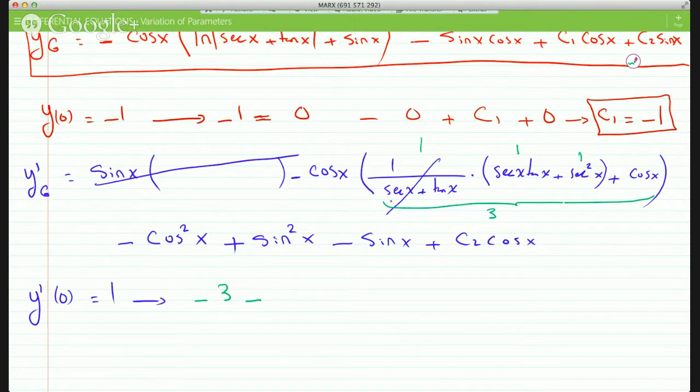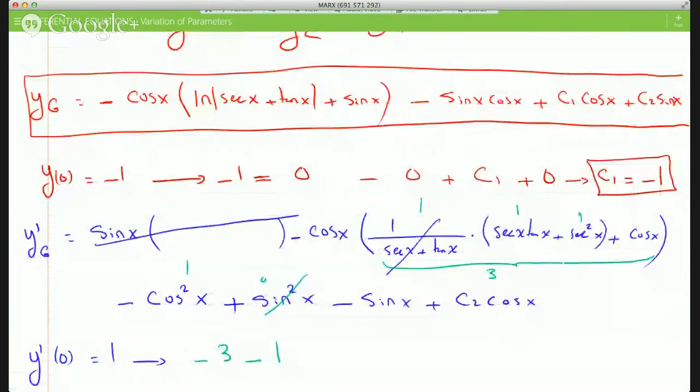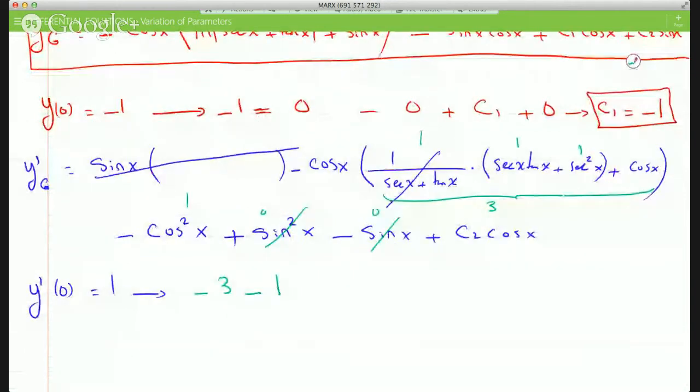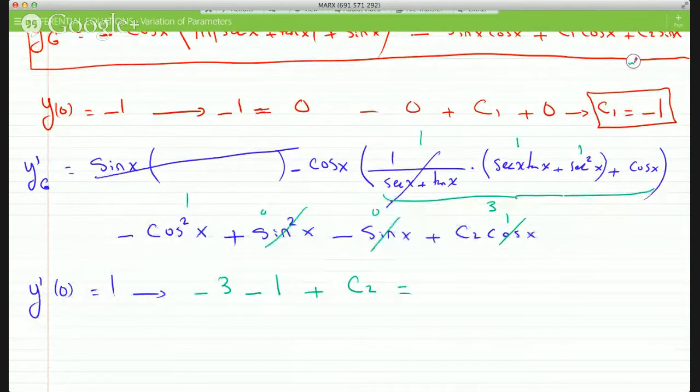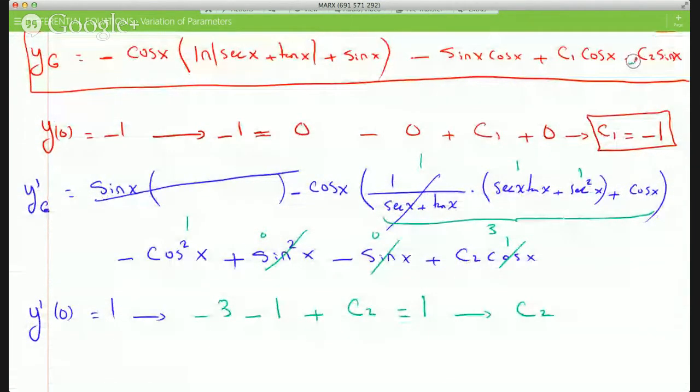For minus cosine squared. Yeah, go ahead. Cosine squared 0 is 1. For U2, did you get ln tan x plus sin x? Ln tan x plus secant x. Let's see. Yeah. This guy is 0. And this is 1. So C2 is equal to 1, which makes, if we solve for C2, we get minus 4 plus 4, we get 5.